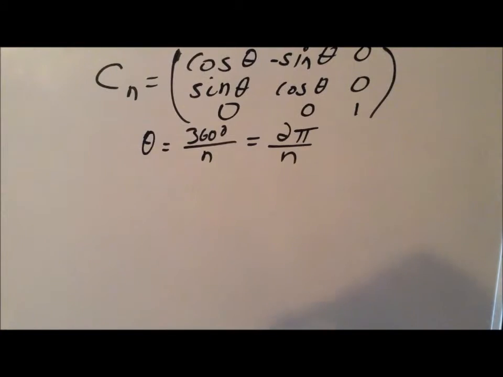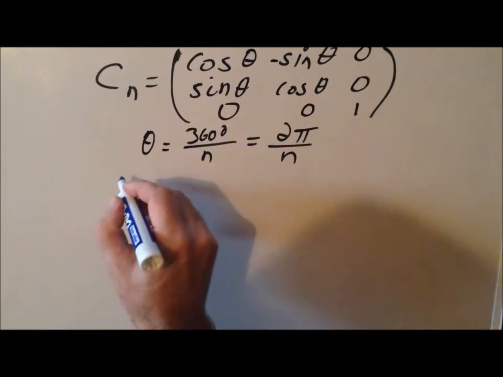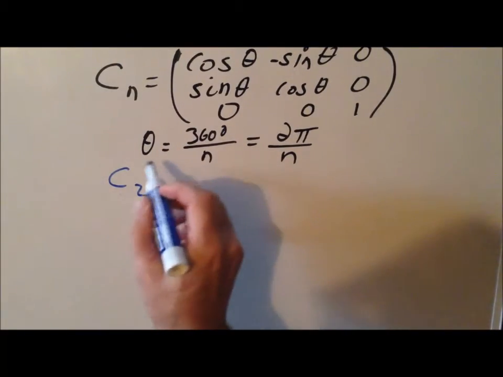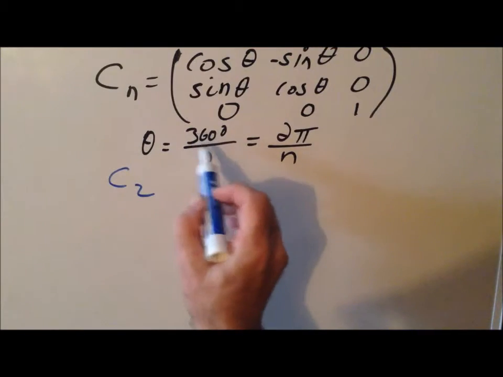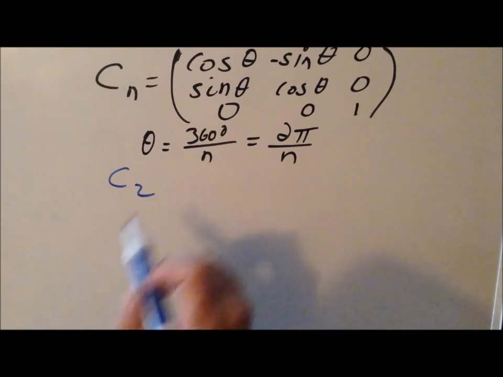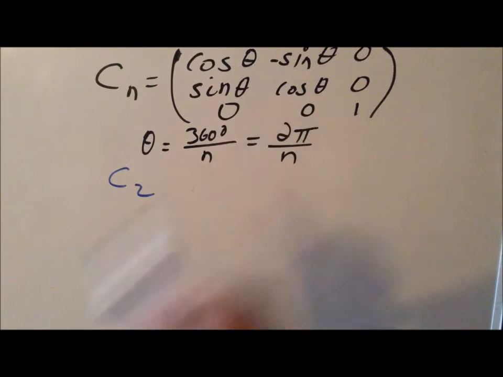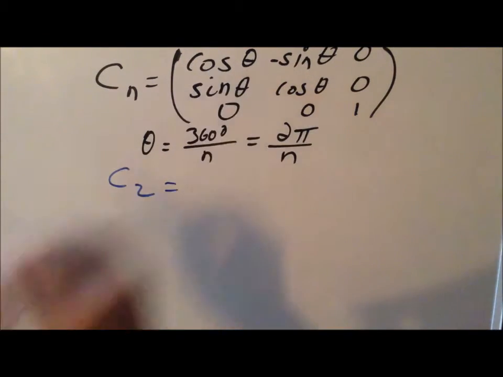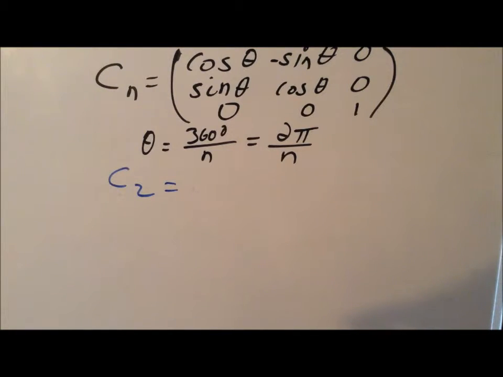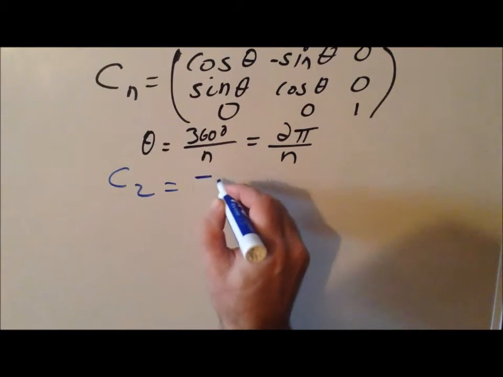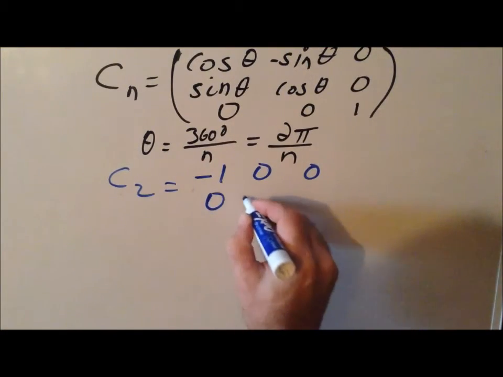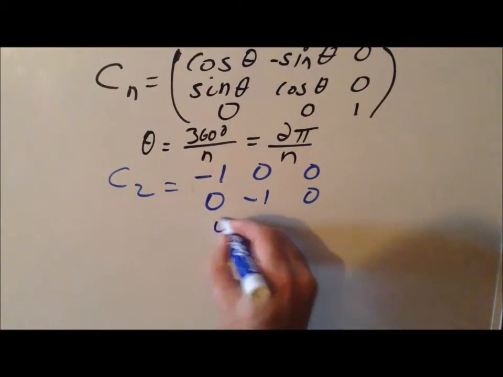The first specific case, which is important, is the C2 case. For C2, we notice that our angle is going to be 360 degrees divided by 2, so that means theta is going to be 180 degrees. Recall that the sine of 180 degrees is going to be 0, and the cosine of 180 degrees is going to be -1. So that gives us a matrix that looks like this. We have -1, 0, 0. We have 0, -1, 0. And then we have 0, 0, 1.